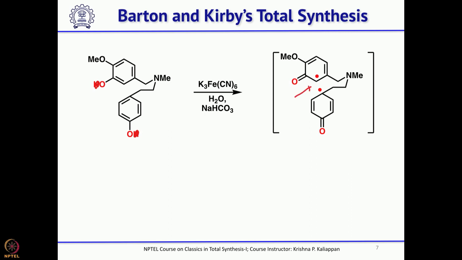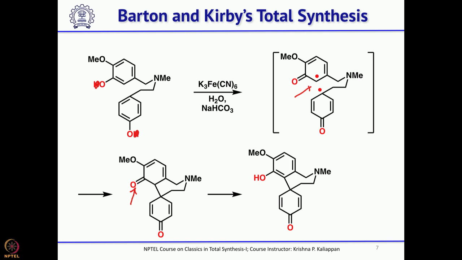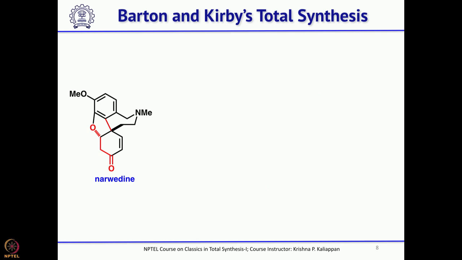Okay, so then it couples. That way, this is the first C-C bond formation as a result of oxidative phenolic coupling. Once this is formed, now you can see this ketone can enolize. Once it enolizes, it becomes phenol. That phenol can immediately undergo an oxa-Michael addition. If that happens, this is what you get, that is a natural product, norvadine, isn't it?